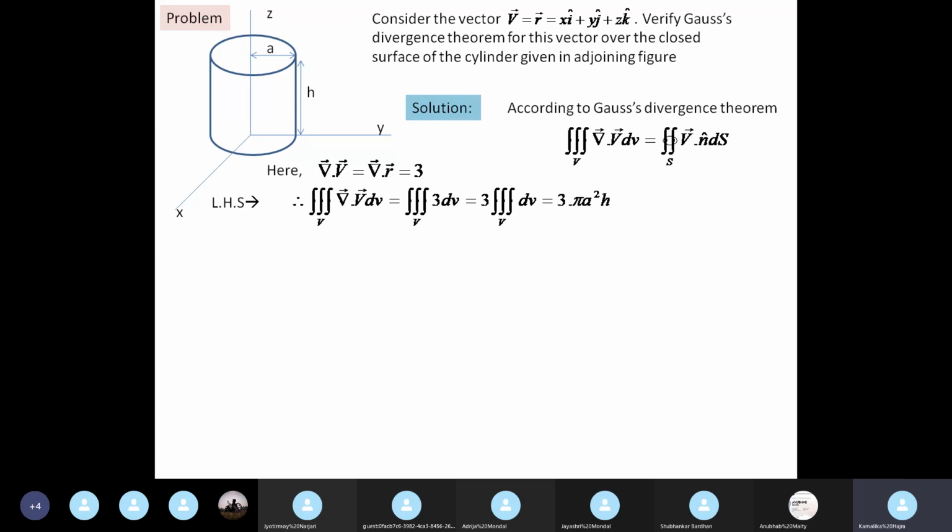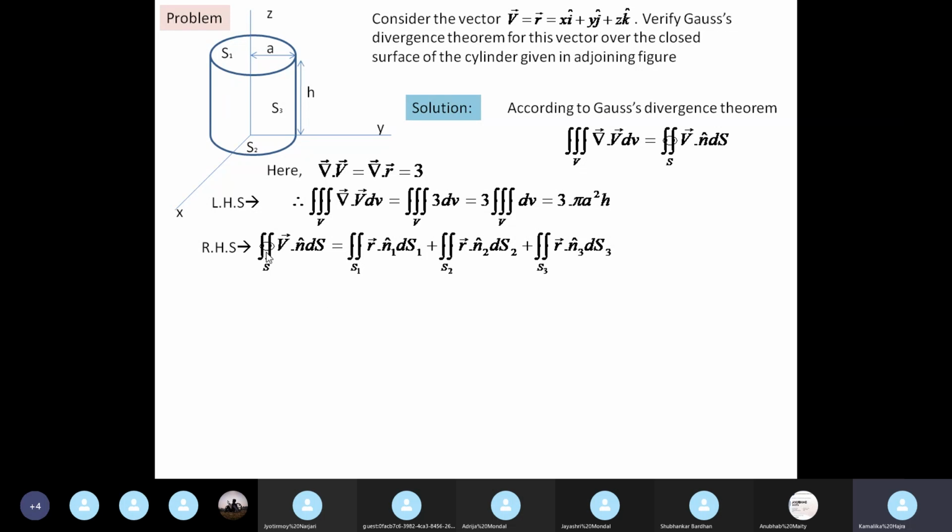Alright. Now let us look at the right hand side. The right hand side is the closed surface integral of V dot n cap dS. So what we do is we divide the surface into 3 parts, S1, S2 and S3. S1 is the top circle, S2 is the bottom circle and S3 is the curved surface of the cylinder. Clear? So one plane surface S1, another plane surface S2 and one curved surface S3.